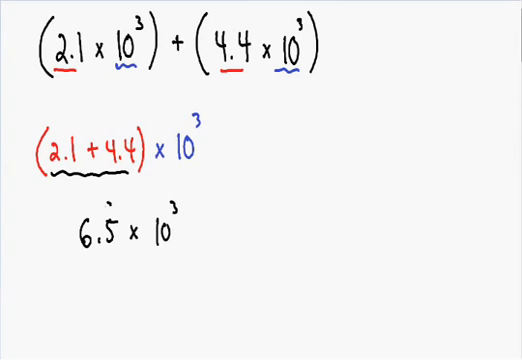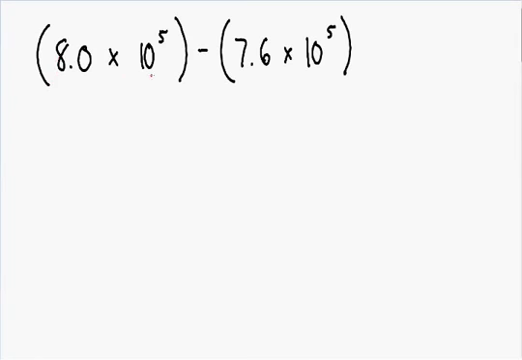And I want you to take a look at our constant. This constant needs to be between 1 and 10. And notice how we have the value 6.5, which is between 1 and 10. So in my next example, I want to show you what we have to do when this value is not between 1 and 10.